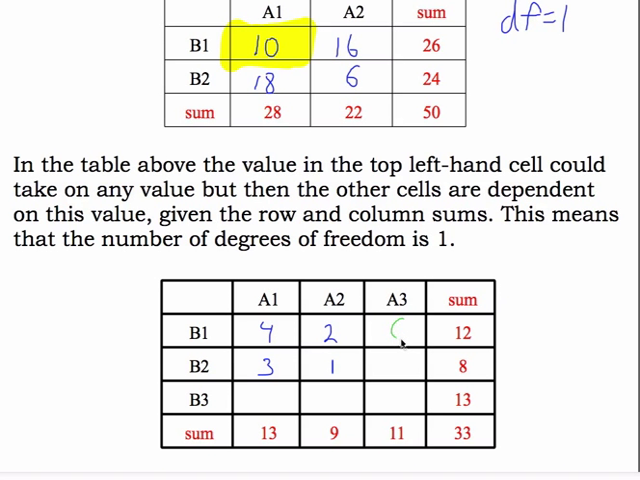So this one would be 6, and this one would be 4, and this one would be 6, and this one would be 6, and this one here would be 1. So everything depends on these 4 right here. So in this case, the degrees of freedom is 4.